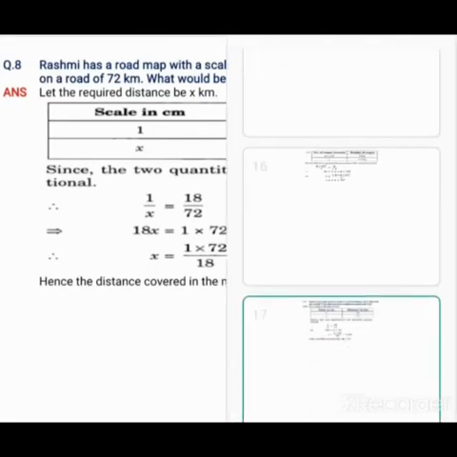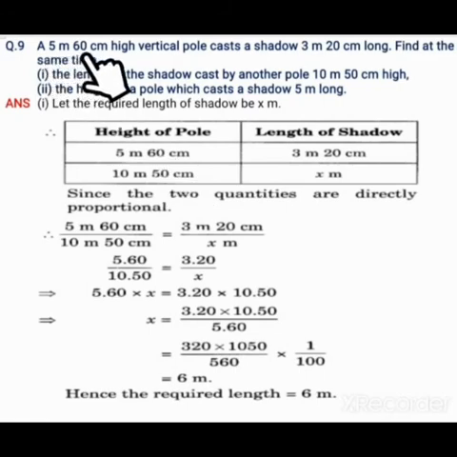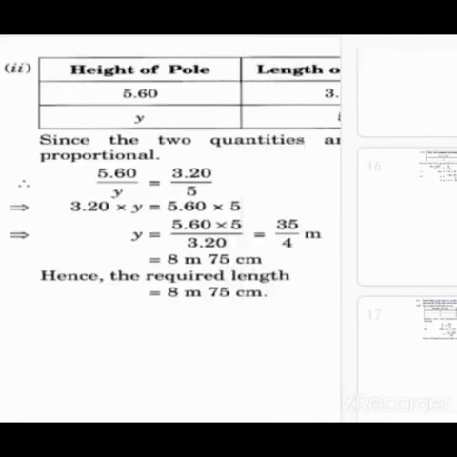Come to the ninth one. A 5 meter 60 centimeter high vertical pole casts a shadow 3 meter 20 centimeter long. Find, at the same time, first, the length of the shadow cast by another pole 10 meter 50 centimeter high, and second, the height of a pole which casts a shadow 5 meter long. So first of all we have to find the length of the shadow. Same direct proportion, 5 meter 60 centimeter divided by 10 meter 50 centimeter equal to 3 meter 20 centimeter divided by x. Cross multiply. Answer is 6 meter.